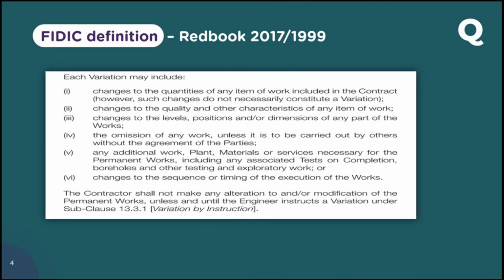So first, change in quantity. Second, change in quality. Third item, changes to the levels, positions, or dimensions of any part of the work. So first is quantity changes, quality changes, then level or position or dimension. Okay. And the fourth item is the omission of any work, unless it is to be carried out by others, without the agreement of the parties. So omission of items. And the fifth item is any additional work, plant, material or services necessary for the permanent works, including any associated tests on completion, boreholes, and other testing and exploratory work. Last item, changes to the sequence or timing of the execution of the work.